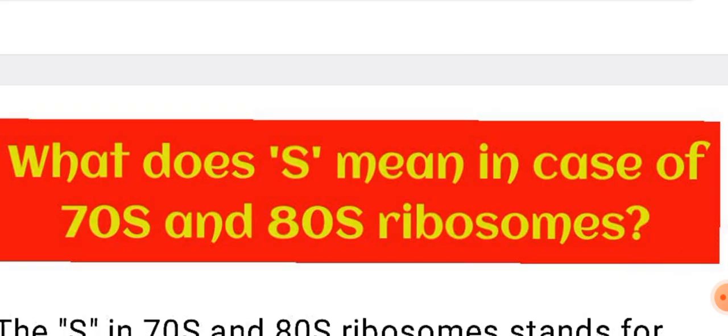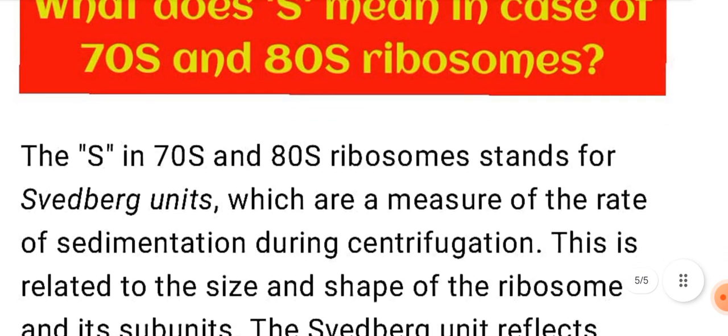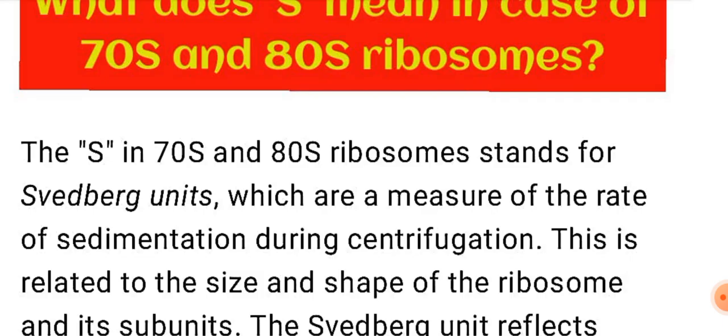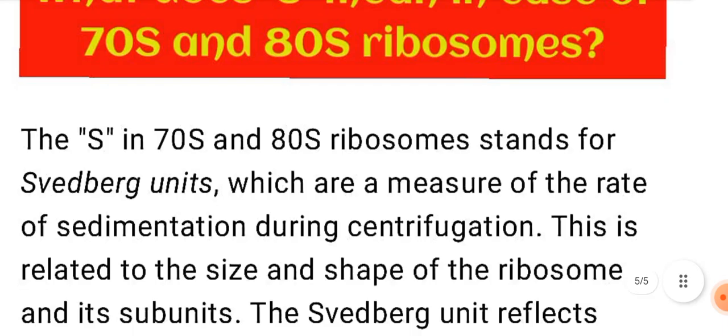So S stands for Svedberg unit, after the name of the scientist, which is a measure of the rate of sedimentation during centrifugation. Basically, a centrifuge is a machine that differentiates the cell organelles depending upon their size and composition.